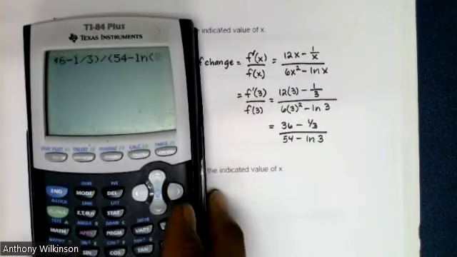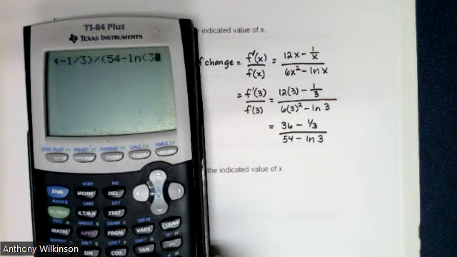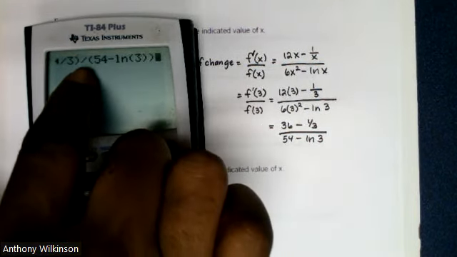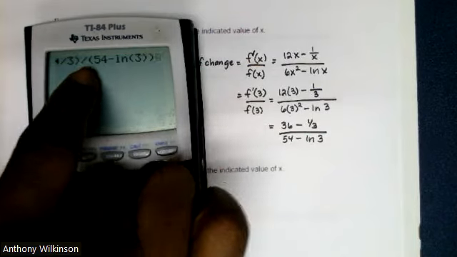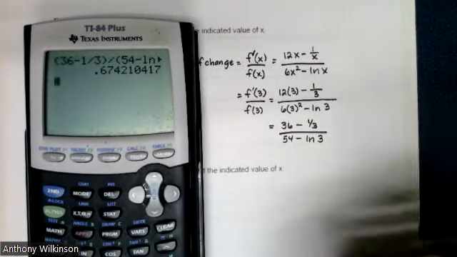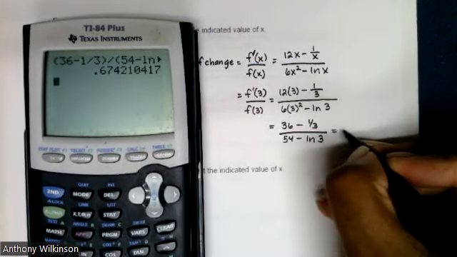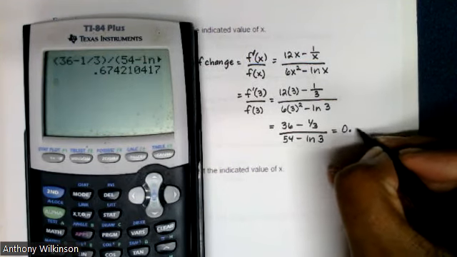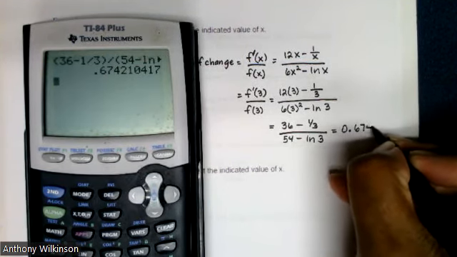You'll press that, and that will give you ln, and then 3. You want to close the parentheses around the 3 for your ln, and then close it again, because I opened it when I started doing the division. Then hit enter. Let's say I want to give this answer to 3 decimal places. This will be approximately 0.674.